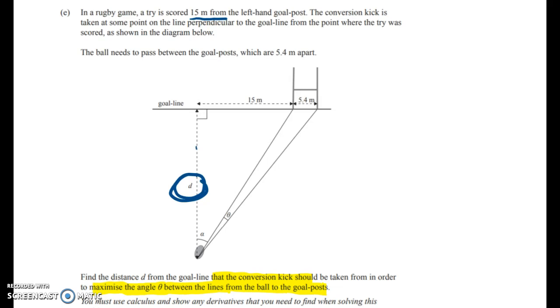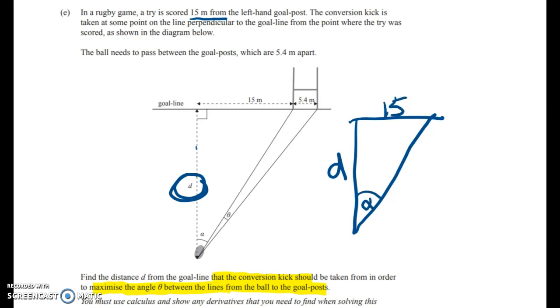When you look at this, you've got to be thinking trig, Pythagoras, or similar triangles. And this is very clearly going to be a trig problem. I've got one triangle that looks like this. Here's D, and here's alpha. And this length is 15 metres. That's a right angle triangle, so I look at that and I think tan.